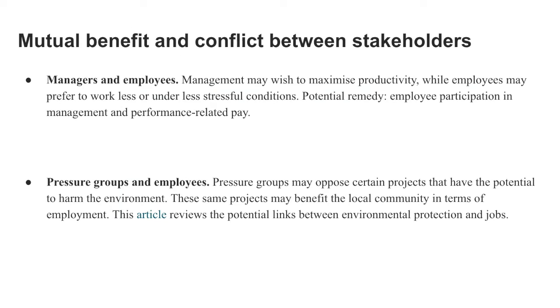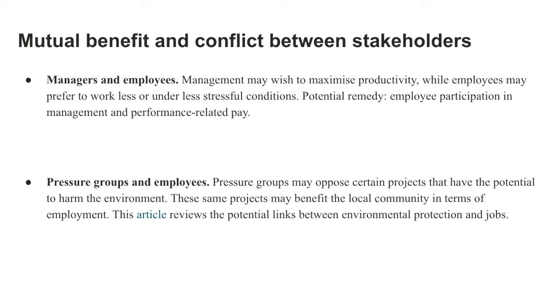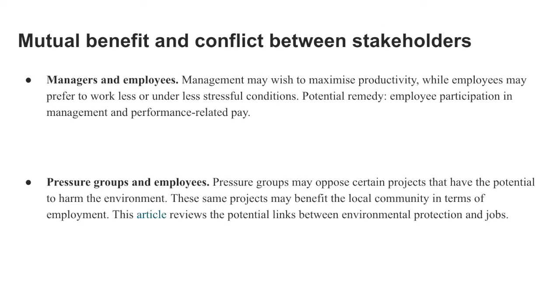So you can see how both internal and external stakeholders can have mutual benefits and conflicts. This page will mostly talk about the benefits, because you can see how managers and employees are both mentioned as internal stakeholders, a type of internal stakeholder that strives for improvement within the company.